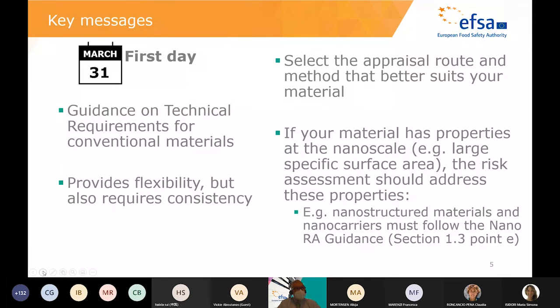And second is the consistency. We are talking about properties at the nanoscale. So it is clear that your material has these properties, this large specific surface area. The risk assessment obviously needs to include these properties, and that is very clear in the guidance. If you have a nanostructured material, so the size of the particles is not relevant because it's the structure of the particles that provides this large specific surface area, then it's clear that you need to go immediately to the scientific guidance, the guidance for the risk assessment for nanomaterials that will be presented today.